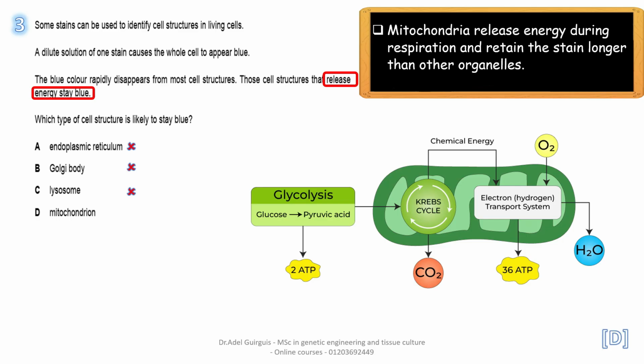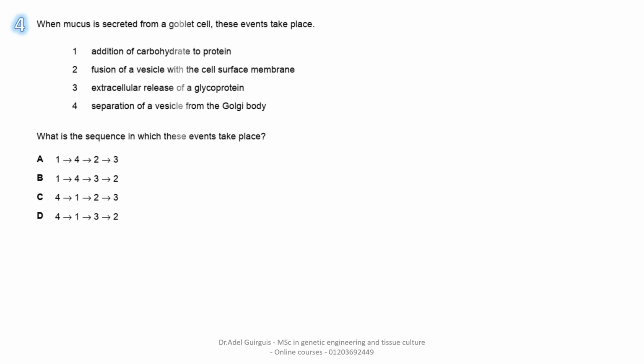Number 4. When mucus is secreted from a goblet cell, this event takes place. Number 1, addition of carbohydrate to protein. Number 2, fusion of vesicle with the cell surface membrane. Number 3, extracellular release of glycoprotein. Number 4, separation of vesicle from the Golgi body. What is the correct sequence in which these events take place?